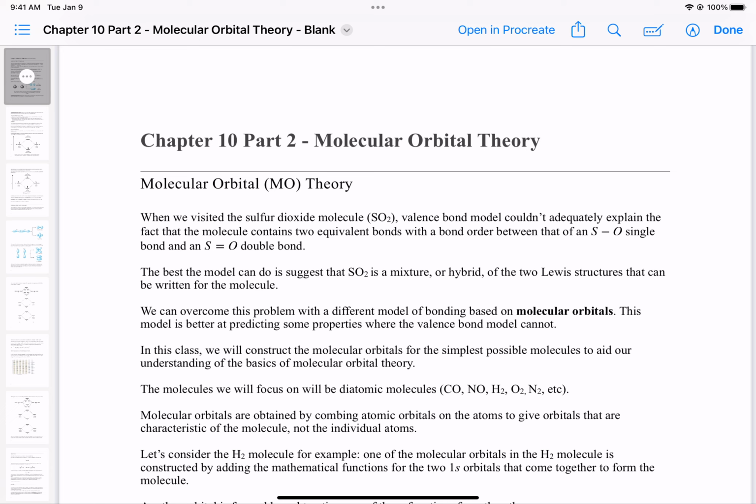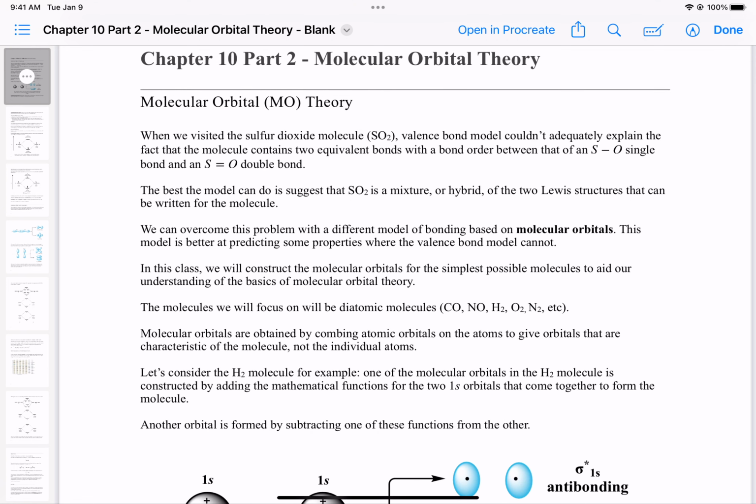So in this class, we will focus on the molecular orbitals for the most simple molecules to aid our understanding of the very basics of molecular orbital theory. Okay, so if you venture into more chemistry classes, you'll learn more about molecular orbital theory, especially if you take physical chemistry. But for this class, we're just going to cover an introduction to the topic and how it can explain some bonding properties that the valence bond theory cannot. Okay, so we will focus on the simple diatomic molecules: CO, NO, H2, O2, N2, Li2. So can bonding exist between helium atoms or metal atoms? We're going to use this model to help predict that.